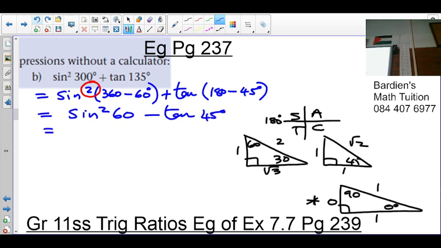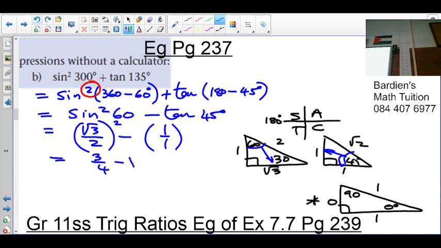You all agree with that, people? So sine 60. What does sine stand for? Opposite over hypotenuse. So it's going to be the square root of 3 over 2. And it must be squared. Okay. Minus tan of 45. So opposite over adjacent. So it's going to be 1 over 1. So root 3 over 2 squared is root 3 times root 3 is 3 over 4, minus 1, which is negative 1 over 4.